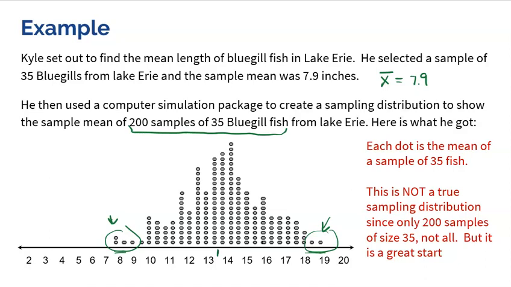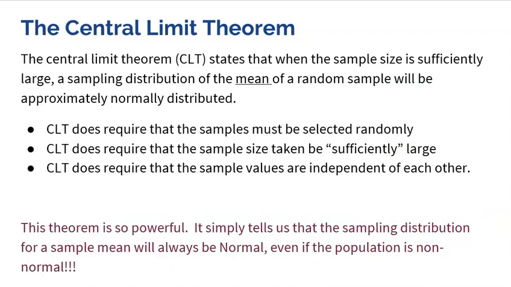So each dot is the mean of a sample. Now, again, this is not a true sampling distribution, but it's a really good start. Because remember, a true sampling distribution shows all possible samples. All right, now I'm finally ready to talk to you about the central limit theorem. The central limit theorem, which a lot of people just abbreviate CLT, states that when a sample size is sufficiently large, a sampling distribution of the mean of a random sample will be approximately normally distributed. Now, you might be like, okay, a lot of build-up to this?